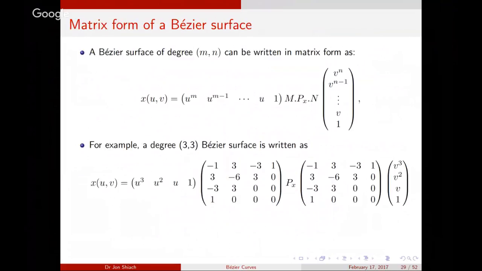So if we had a degree 3-3 Bezier surface, which is the most common, M and N will be the same matrix because we're using the same degree in both directions. So this is from earlier. This is our cubic Bezier matrix, and you can see that's the same. Because it's cubic, we've got u cubed, u squared, u and 1. Likewise on the right hand side. Okay, so if we multiply all these together, we get our x coordinate for the parameters u and v.